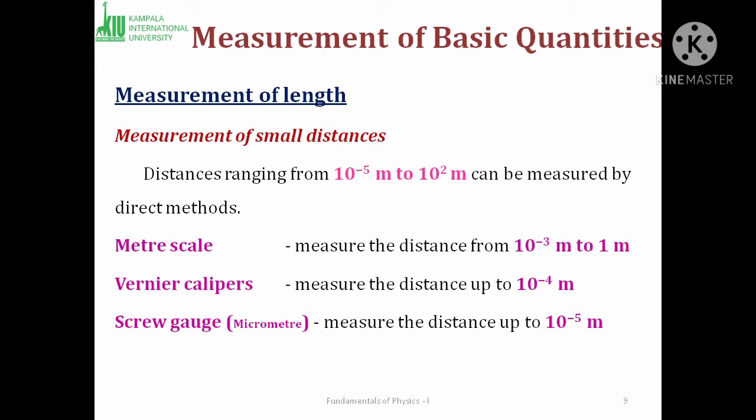We use some devices to measure this small distance, that is meter scale, vernier caliper, screw gauge. These are the devices used for measuring the small distance. Meter scale is used to measure the distance ranging from 10 to the power minus 3 meter to 1 meter. And vernier caliper is used to measure the distance up to 10 to the power minus 4 meter. And screw gauge is also called micrometer, which is also used to measure the distance up to 10 to the power minus 5 meter.